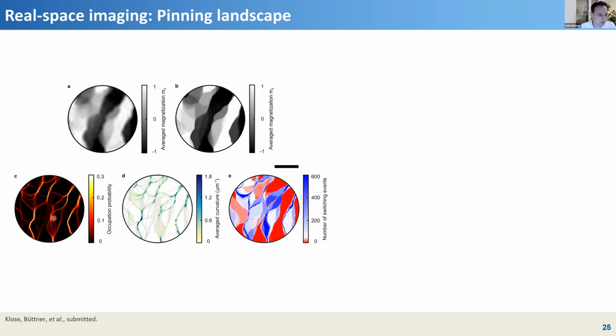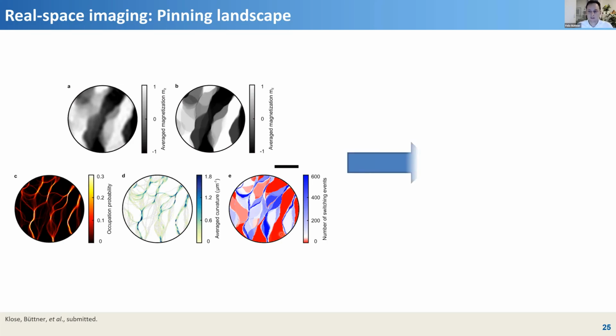There are certain hot spots where we very frequently find a domain wall, and then there are certain areas where you only find a domain wall once or twice. I want to highlight this figure here, which shows the number of switching events. Evidently, there are certain areas where the magnetization never or very seldom switches.